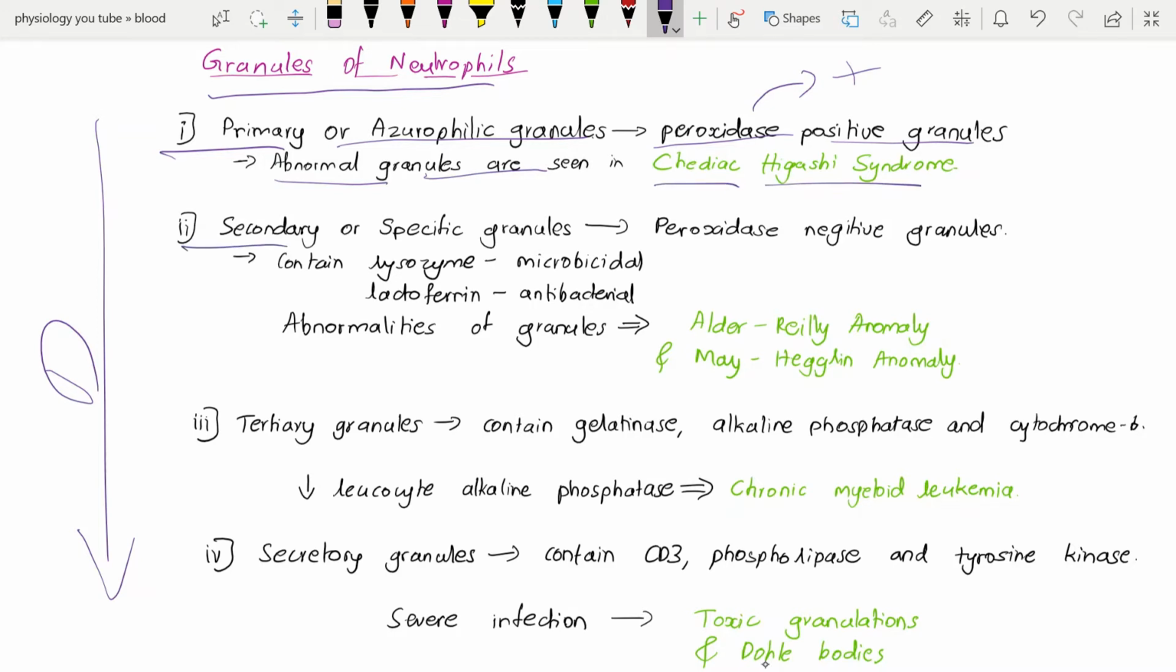The secondary are the specific granules. These are peroxidase negative granules, so there is no peroxidase enzyme in the secondary granules. They contain lysozyme and lactoferrin, which are microbicidal and antibacterial respectively. Abnormalities of these granules are seen in Alder-Reilly anomaly and May-Hegglin anomaly.